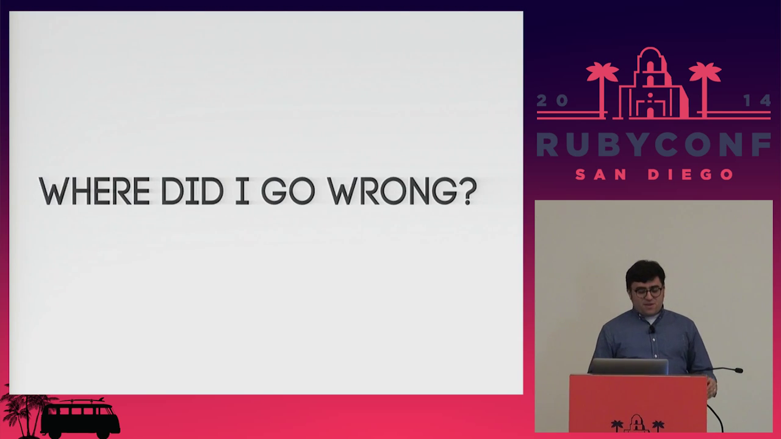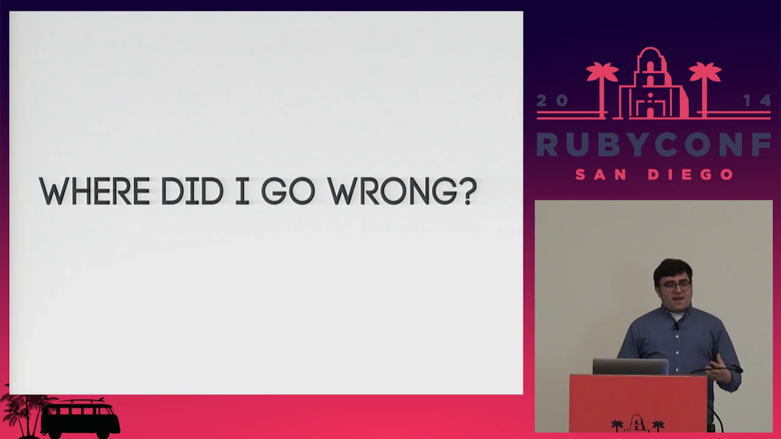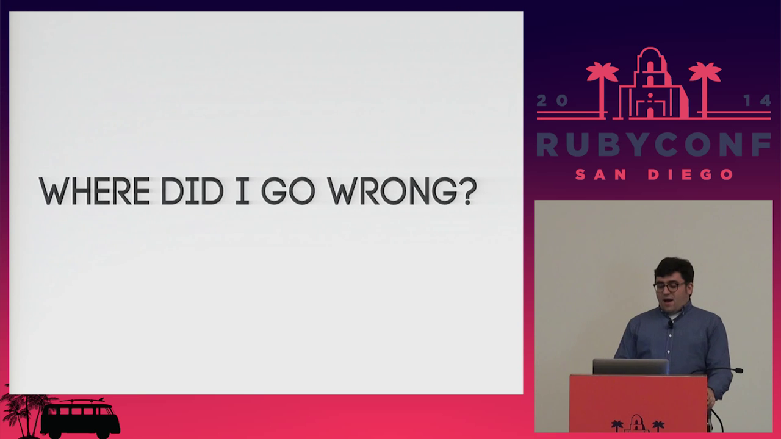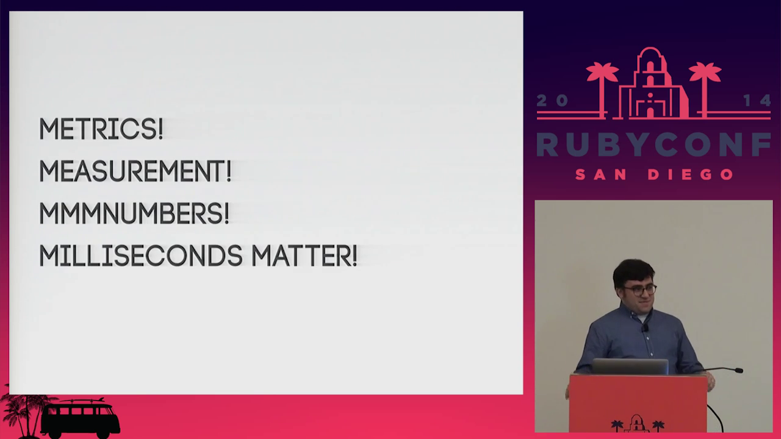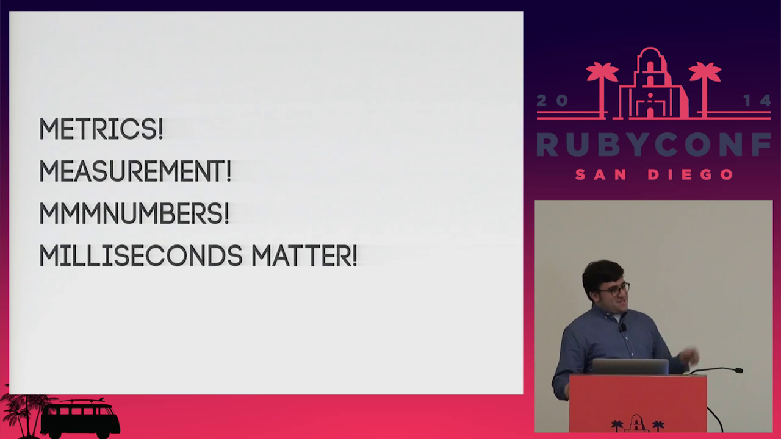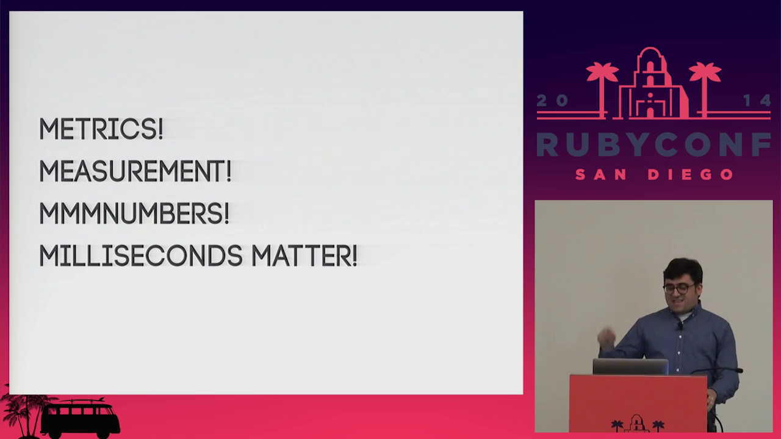So step two, once we've acknowledged that it's our fault, is diagnosing the problem. In this case, diagnosing the problem is where did I go wrong? Not where did you go wrong, not where did Ruby go wrong, where did I go wrong? In order to find out where I went wrong, we need the five M's, as I like to call them, something that I just made up: metrics, measurements, numbers, and because milliseconds matter.